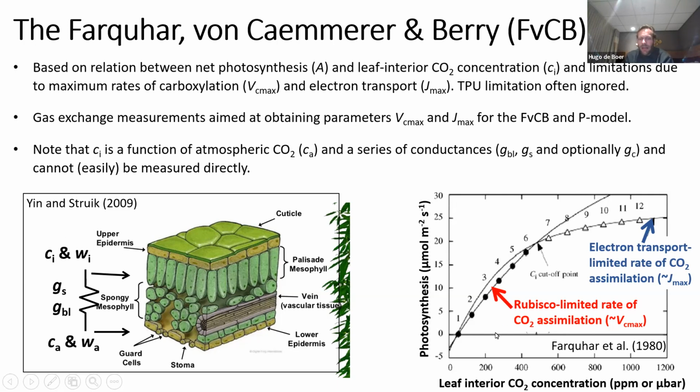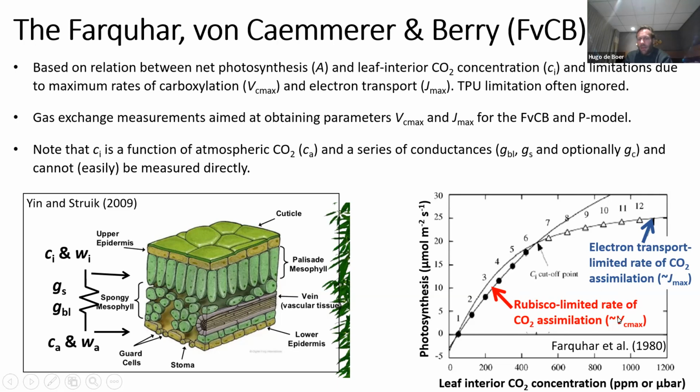Using this approach, you can plot these very nice curves that I'm showing here on the right, where you plot on the x-axis the leaf interior CO2 concentration, and on the y-axis the photosynthesis rate. And this relationship is showing a process that is basically showing limitations to the process.